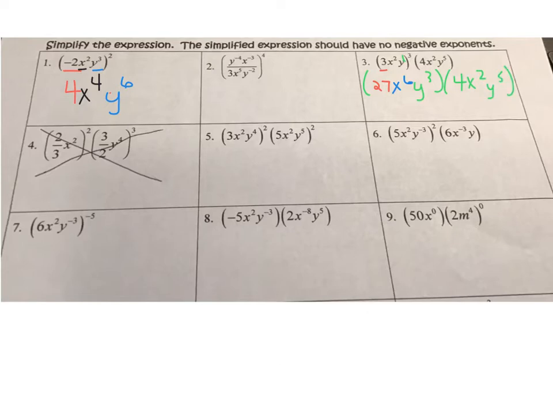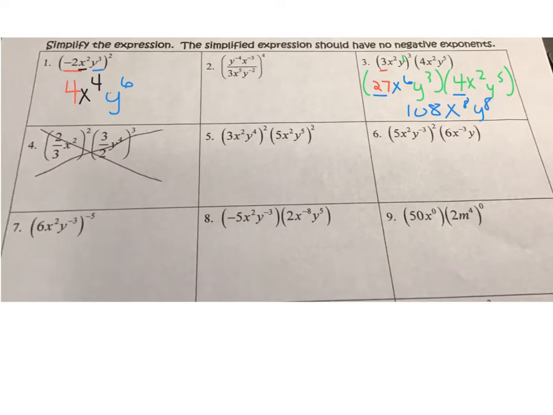So now I'm going to do my coefficients first. 27 times 4 is... x to the 6th times x to the 2nd is x to the 8th. And then y to the 3rd and y to the 5th give you y to the 8th.